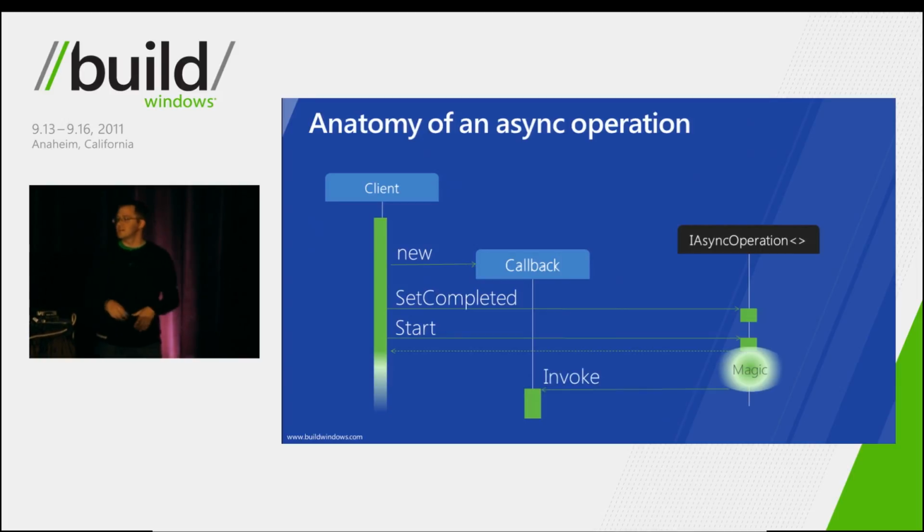This operation is off doing magic. What does magic mean? Well, most of the time it's a thread pool work item that got spun up. But if it's a Windows Runtime API, the system took care of it for you. You don't have to worry. When it's time to actually invoke your callback, the system calls you back, and it's going to, essentially, using the COM infrastructure, pump a message back to your UI thread. And your callback is going to get picked up right back in that same thread.